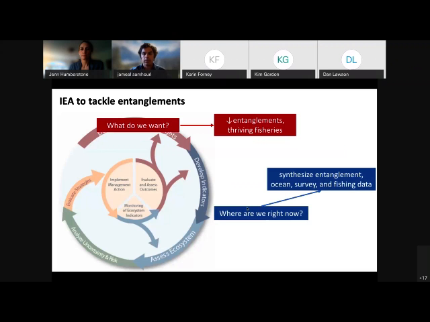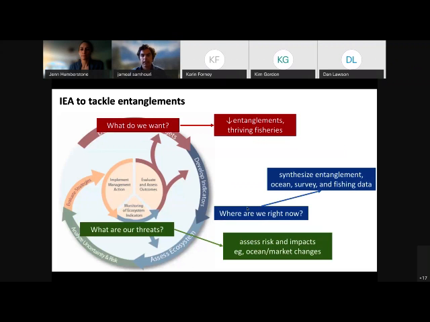And so it's with that information in mind that we begin to figure out, well, what are our threats towards achieving those goals of minimizing entanglements and maintaining thriving fisheries? And so that can involve things like what Karen just presented in terms of assessing risk to humpback whales under alternative management scenarios. It might also involve understanding the risk to the fishery from externalities separate from the entanglement threat, such as changes in market forces.